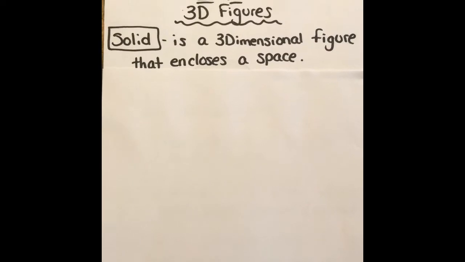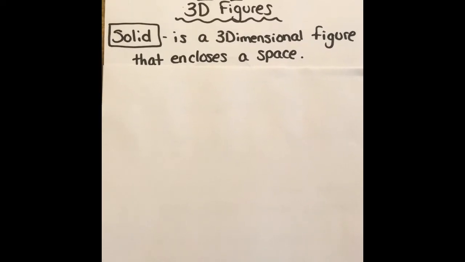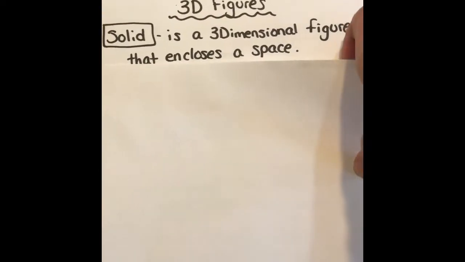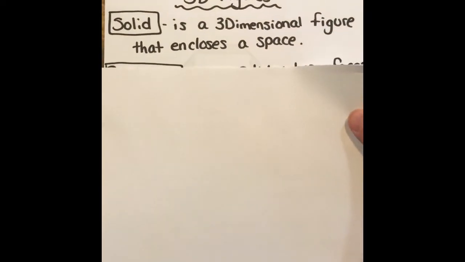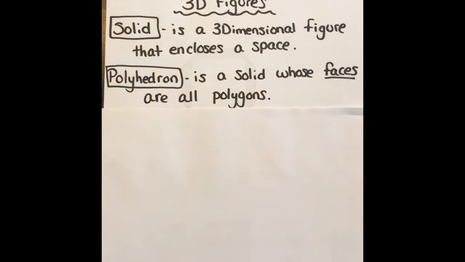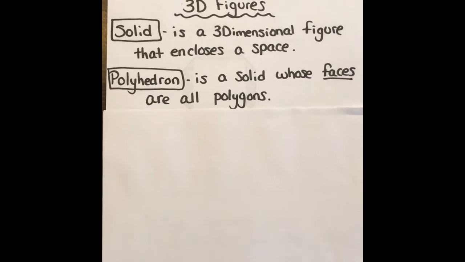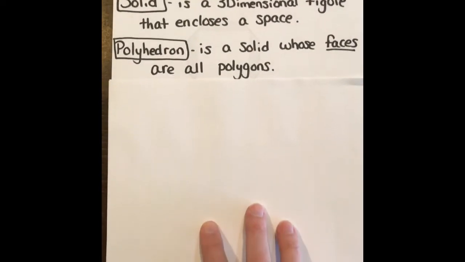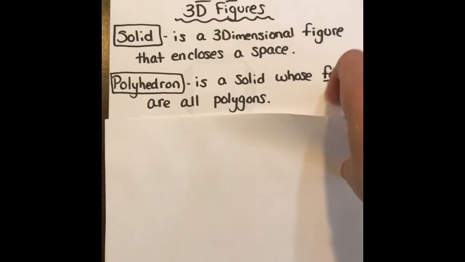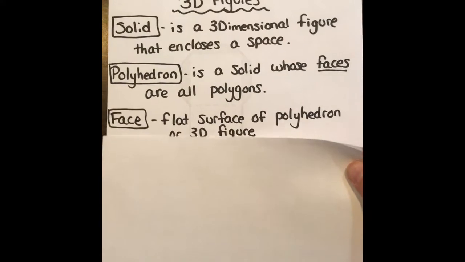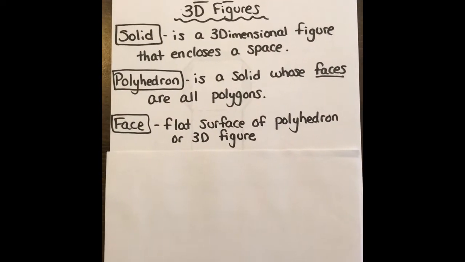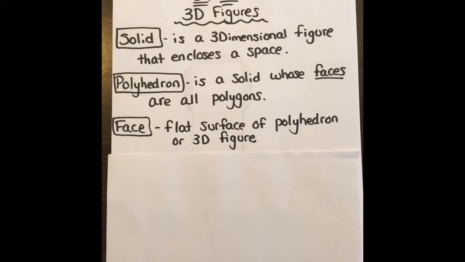So the first one is a solid. A solid is a three-dimensional figure that encloses a space. So you need to know that. You also need to know that a polyhedron is a solid whose faces are all polygons. Okay, the next one is a face. A face is a flat surface of a polyhedron or 3D figure.